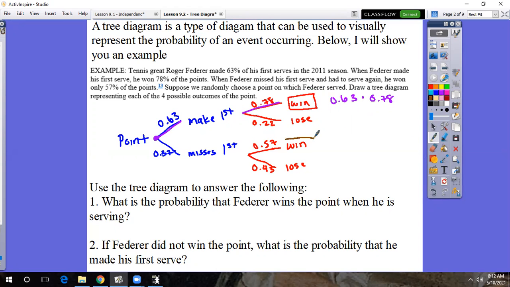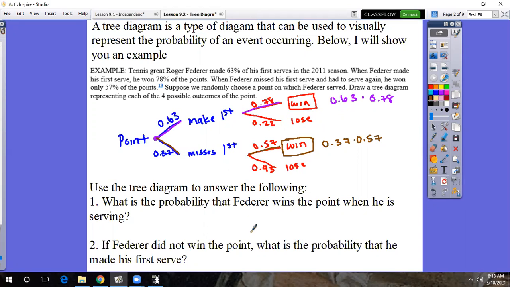If I want to find the probability that he wins after missing his first serve, then I would have to go down this branch, then down this branch, and that would be 0.37 times 0.57. If I find all these possible outcomes, it'll give me the probability of each specific outcome. So I'll let you find the probability of each of these losing points.